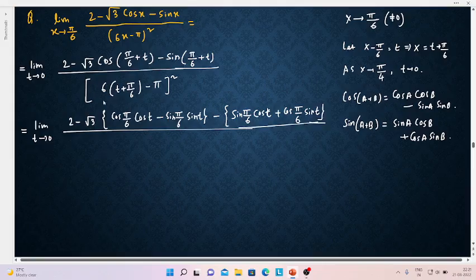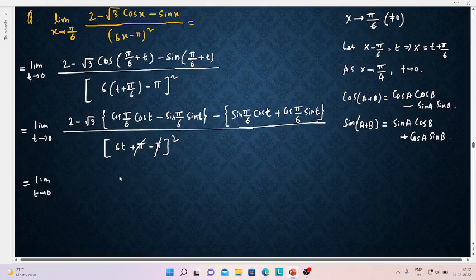Similarly, on the denominator we can multiply this t plus pi by 6 with 6, so it will become 6t plus 6 times pi by 6. That can be written as only pi, and minus pi is there. So that will become 6t plus pi minus pi, so pi and minus pi will cancel out. So it will become limit t tends to 0.